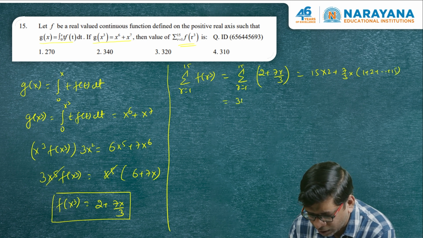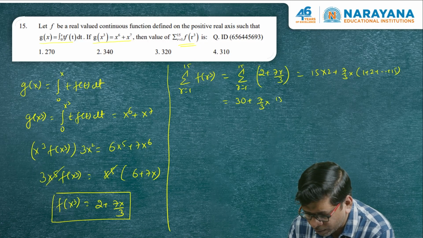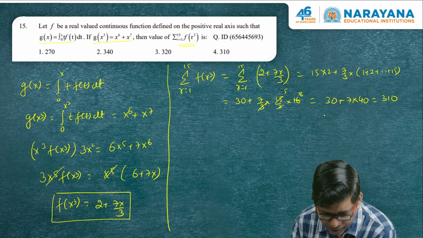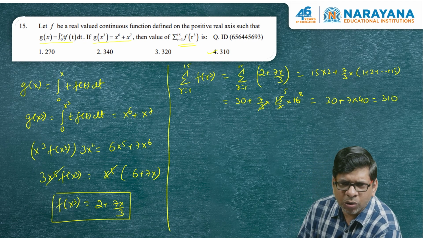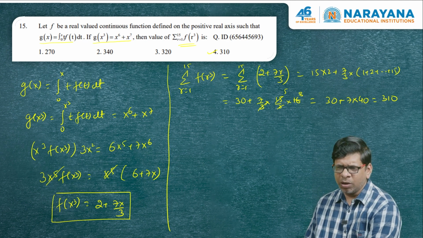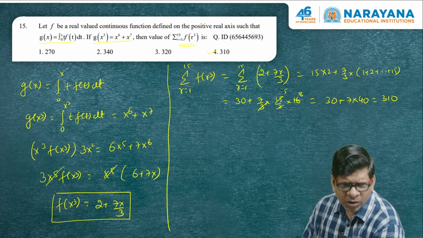So this becomes 30 plus 7 by 3 times 15 by 2 into 16, that is 120. So 3 goes 1 time, 3 goes 5 times, 8 times. So 30 plus 7 into 40. So 280 plus 30 is 310. 310 is option number 4. So the fourth option, 310, is the correct answer. So it is a basic question based on Newton-Leibniz differentiation of integration.